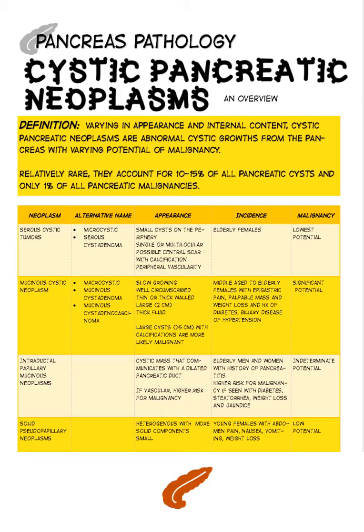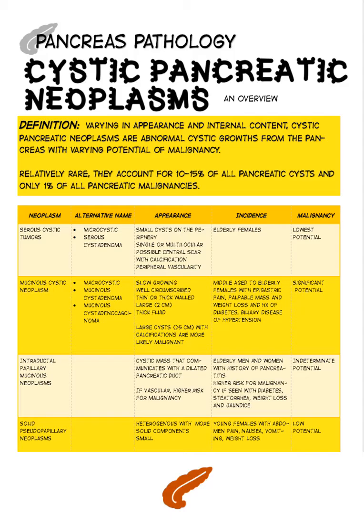These cysts are very rare. They really only account for 10 to 15% of all pancreatic cysts that appear, and of those, very few of them are going to turn malignant, to the point that really any cystic pancreatic neoplasms that turn malignant only account for 1% of all pancreatic malignancies.